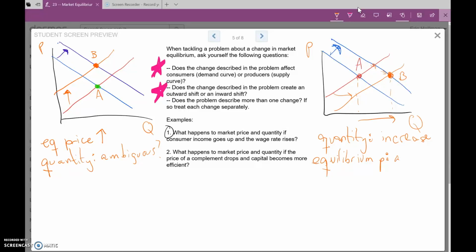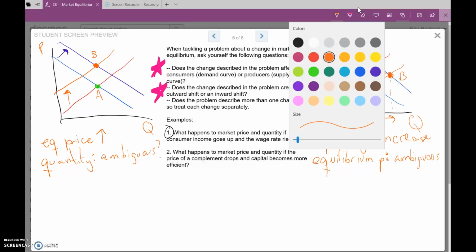We don't know if that's going to go up or down, so the change is ambiguous. Again, if we had the exact equations, we could figure it out and know for sure, and we'll see some examples like that later. But when you're just doing these graphical analysis problems, we can't tell just from the description here whether the price is going to go up or down. We do know that the equilibrium quantity will go up.